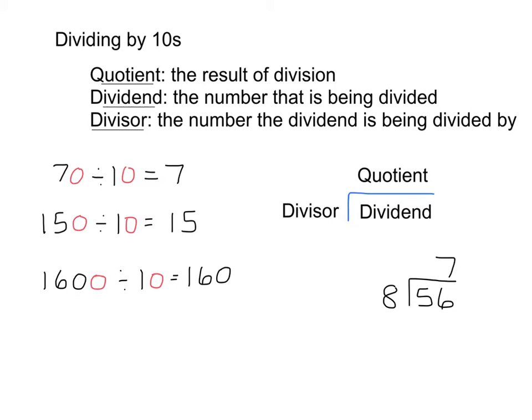So in multiplying, we added zeros or moved the decimal right. In division, we are going to lose zeros. So if there's a 0 in each number, you can just knock it off, and your answer will have 1 less 0 in your quotient.